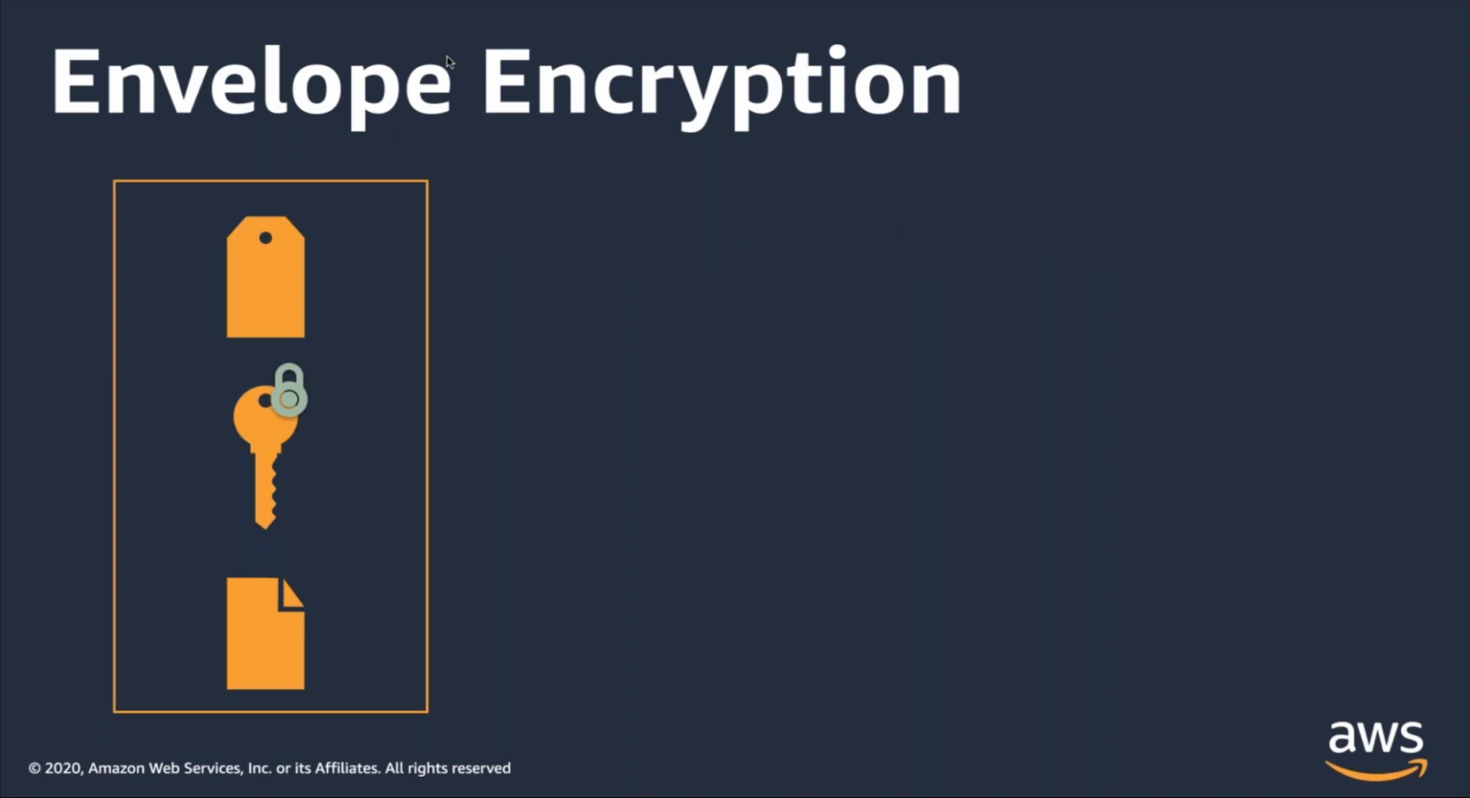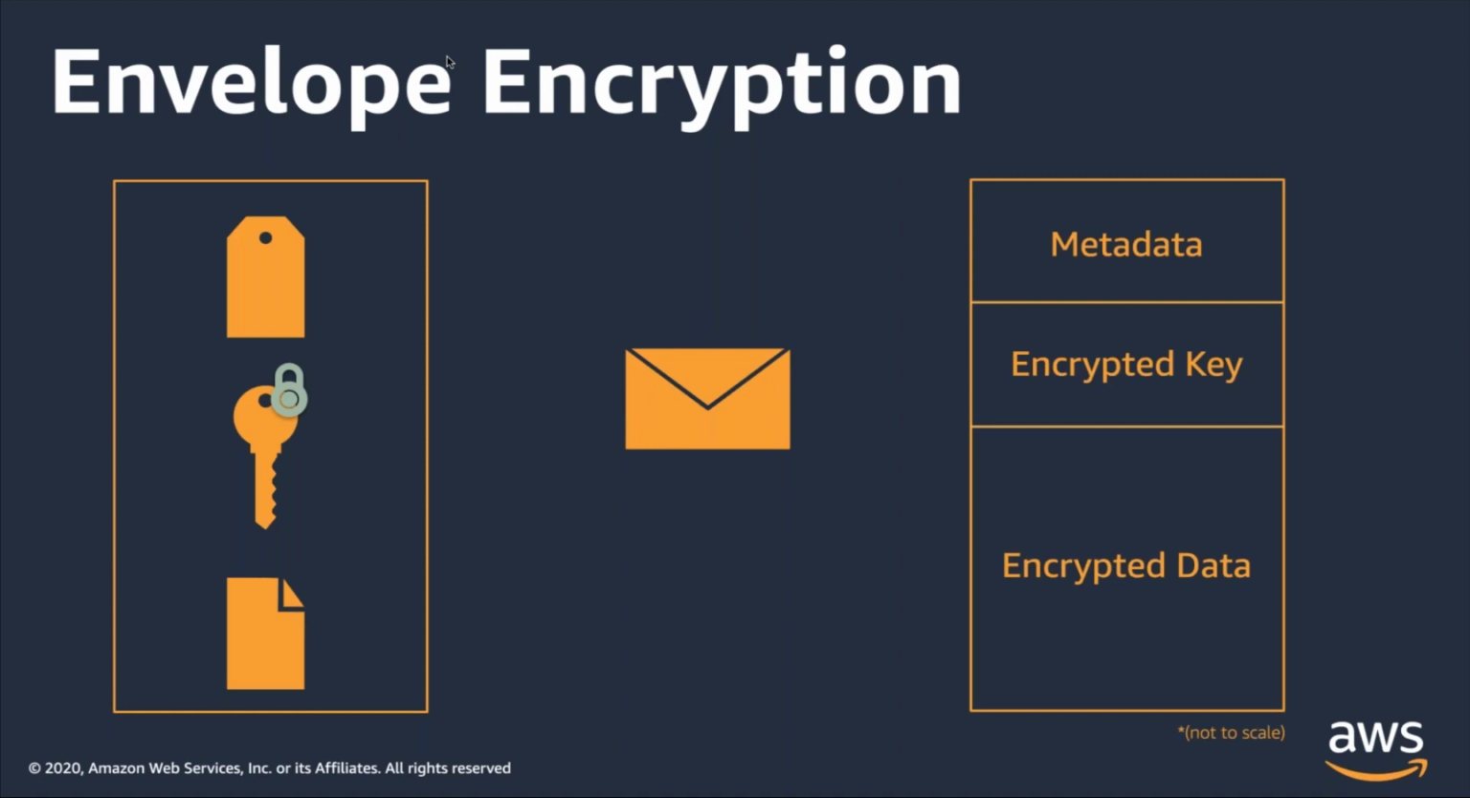So we attach some metadata inside of our envelope. If you were to look at the file structure, you'd see at the header of the file there was some metadata saying which key was used to encrypt this data and other information about it. You'd see the encrypted data key, and you'd see the encrypted data.